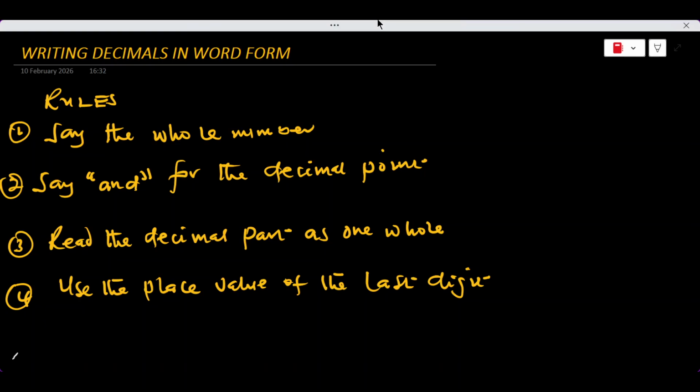Alright, let's dive into understanding these rules as we'll be applying them in writing decimals in word form. The first rule says that when you are asked to write decimals in word form, say the whole number. So remember that decimals have two parts. Let's say we have 5.276. We have the decimal part which begins after the decimal point to the right. So this part is the decimal part. And then before the decimal point is what we call the whole number part.